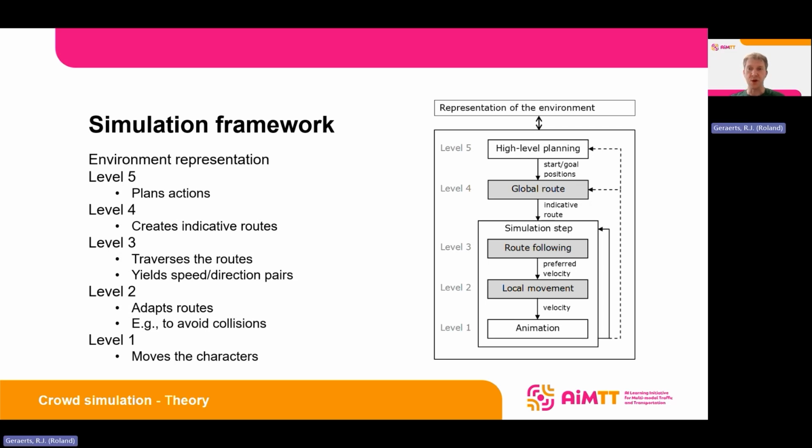The next layer is local movement. In reality, people rarely follow a route perfectly. They continuously adjust their movements to avoid collisions, navigate around obstacles, and respond to the behavior of others around them. At this level, the preferred velocity is adapted to account for these local interactions and temporary deviations from the planned route.